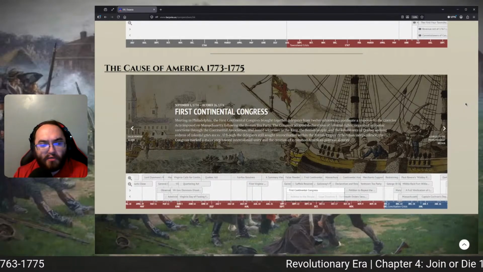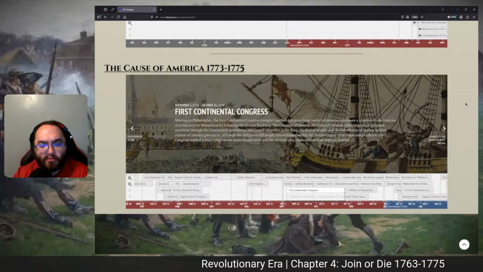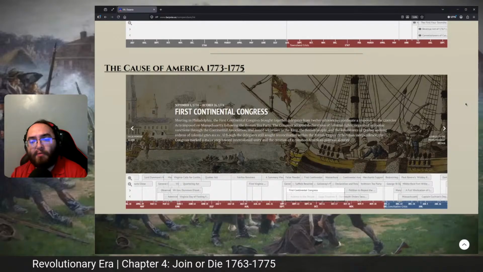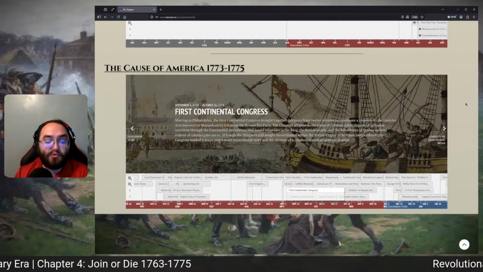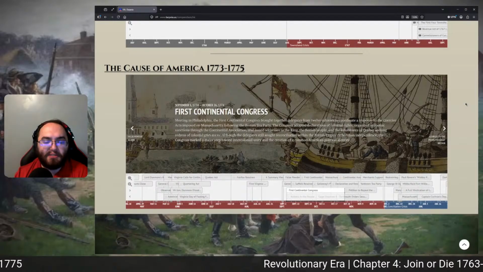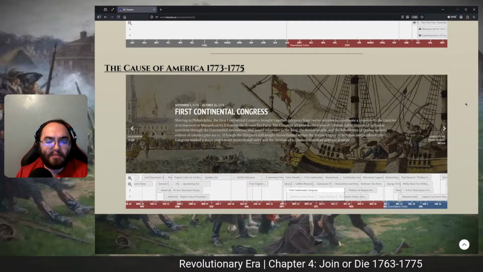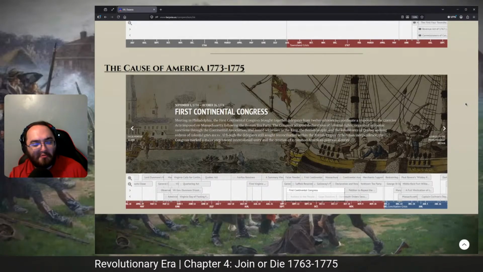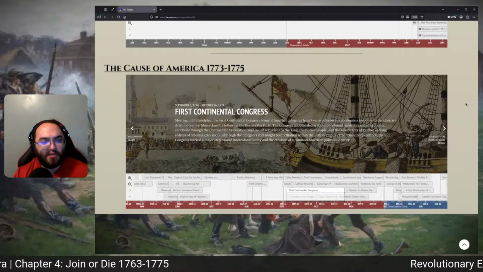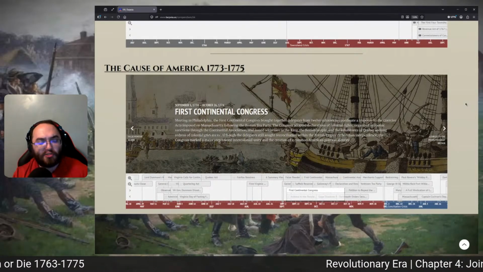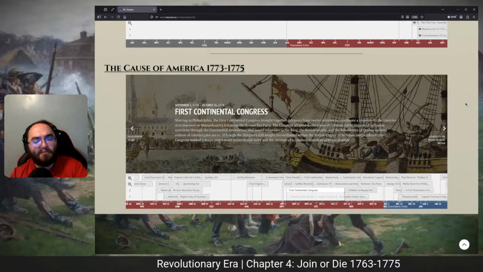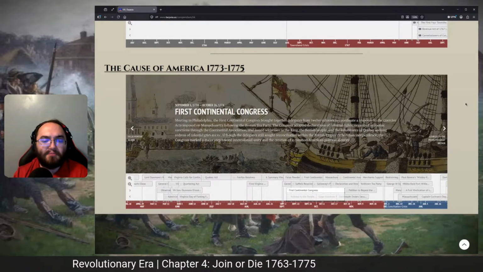And so the people who meet here are from 12 colonies to coordinate a response to the coercive acts imposed by Massachusetts following the Boston Tea Party. So this is a replica of the Stamp Act Congress. They're meeting to create a petition. This time, instead of it being the Stamp Act, it is the Intolerable Acts.